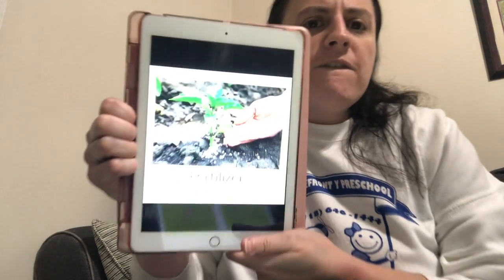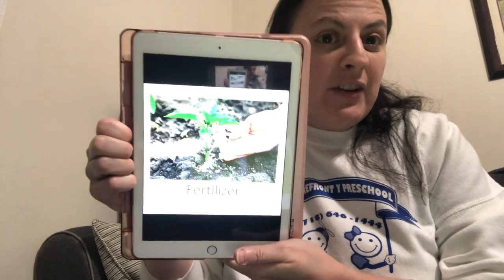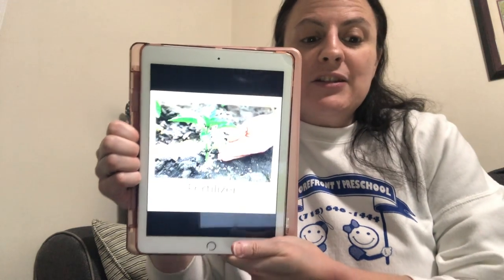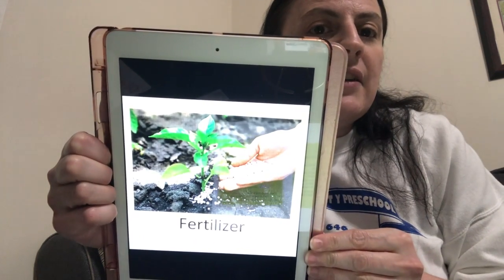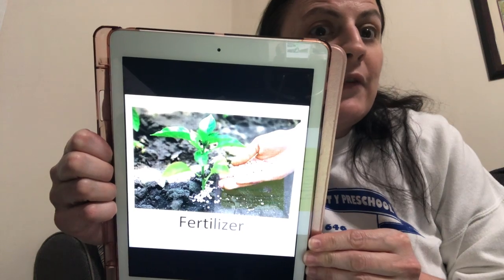Another word that we're going to learn is fertilizer. Fertilizer is chemicals that are added to soil to help plants grow. And sometimes the fertilizer is in the soil already. Some people use compost, old food and food scraps, and put them in a compost, and it becomes fertilizer as well. And that helps the plants to grow. And here's someone putting fertilizer in his soil for his plant.